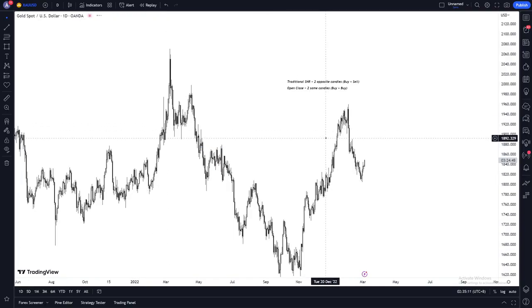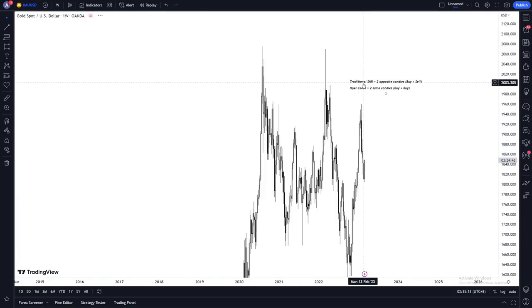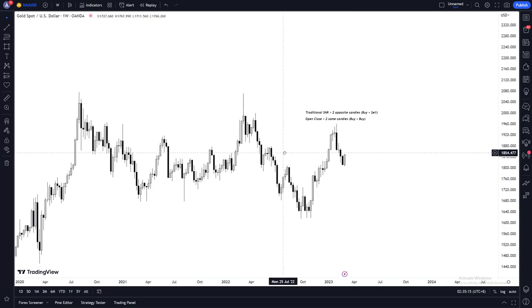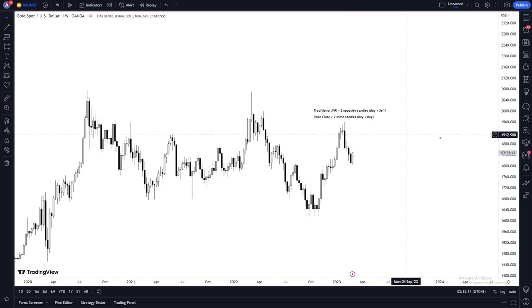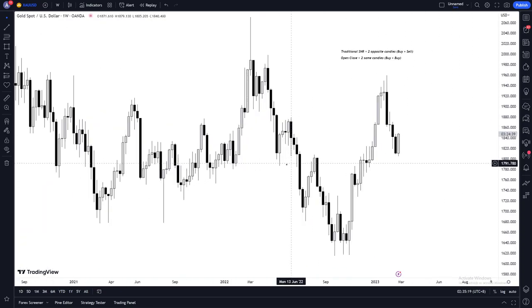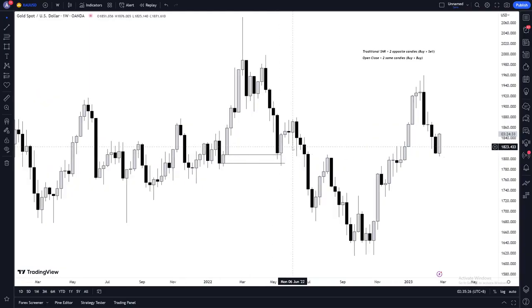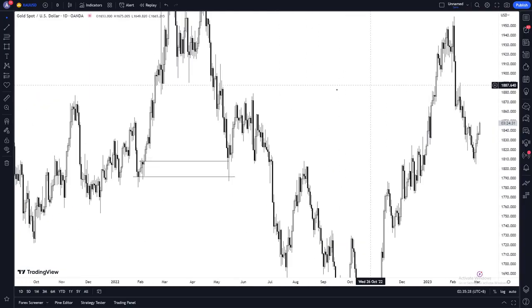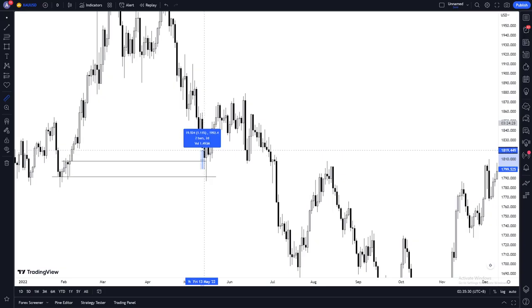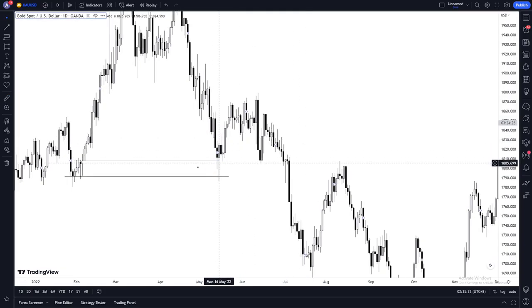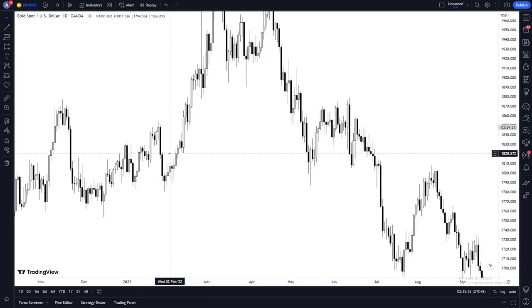So that, my friends, is how we use the open close. That is what the open close is in the first place. If you look at this one, this is on the weekly, by the way. If you look at this on the daily, for example, you'll see the rejection. It went in and rejected back up, about 100 pips. See? Weekly, daily. Okay, so now we have ourselves what?